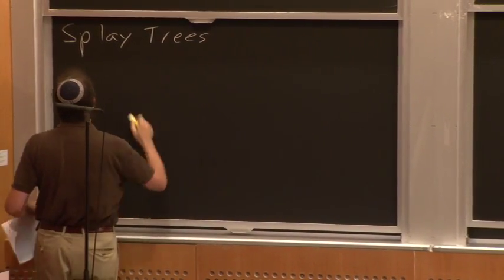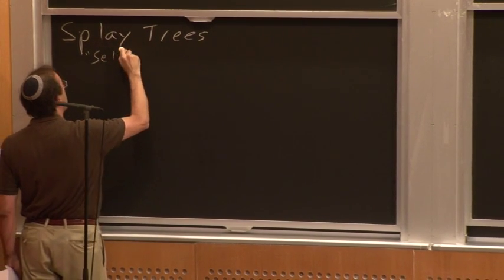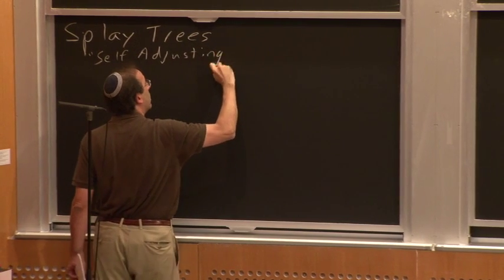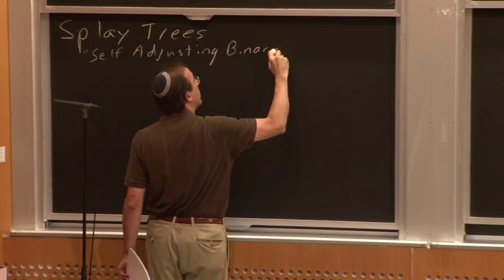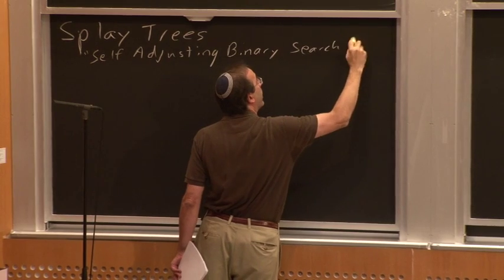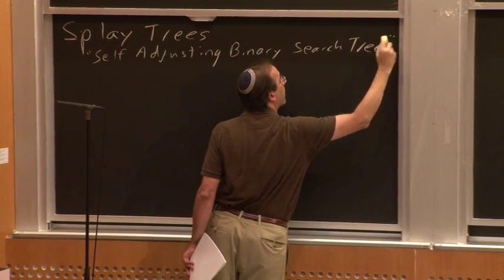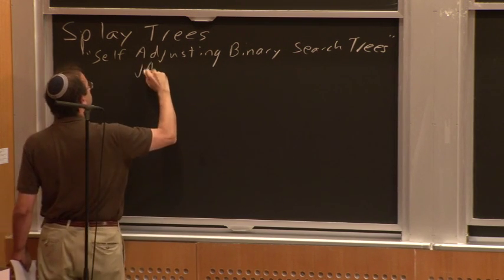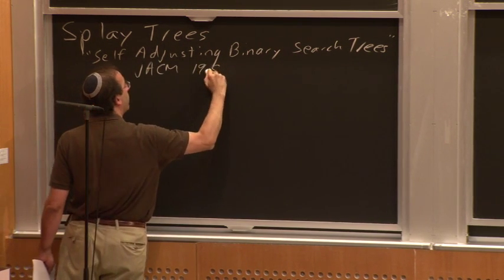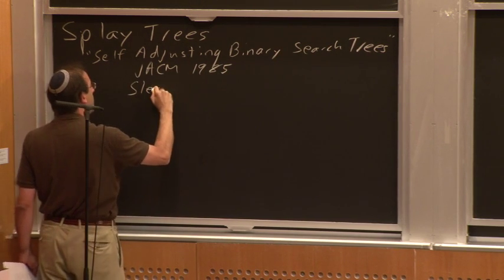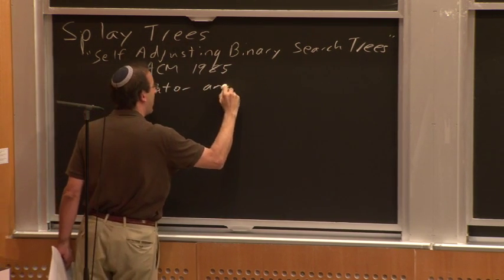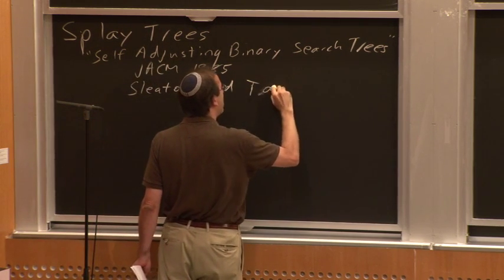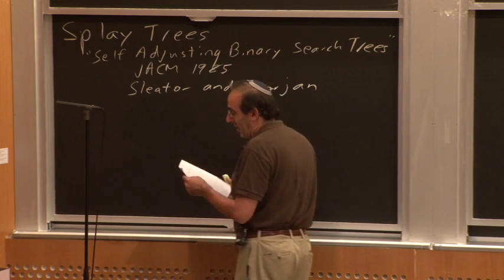So this work appeared in a paper called Self-Adjusting Binary Search Trees, which appeared in the top journal, the Journal of the ACM, in 1985. And it's by Sleator and Tarjan, of course. How could you have a data structure without Tarjan? All right.